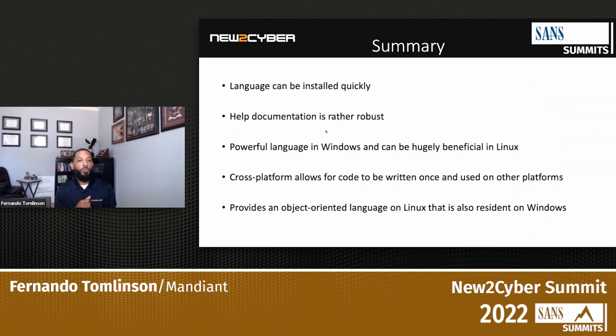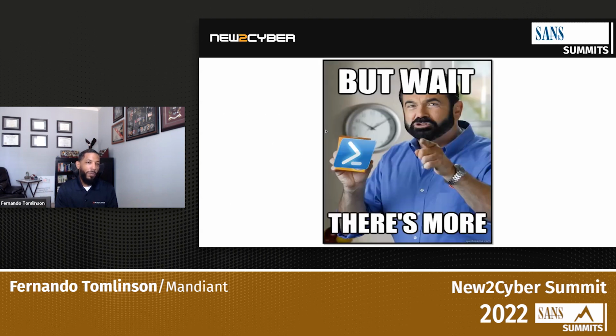Okay, so as we bring this to the end, we've identified the language can be installed very quickly. We've highlighted how helpful the help documentation is, and certainly because Windows PowerShell is already on Windows, being able to have PowerShell on Linux gives us an object-oriented language that is on both platforms. Not to say that this is the only object-oriented platform that's out there.